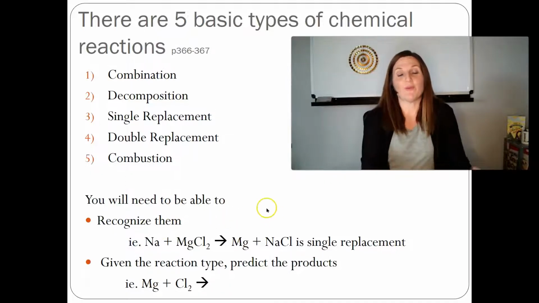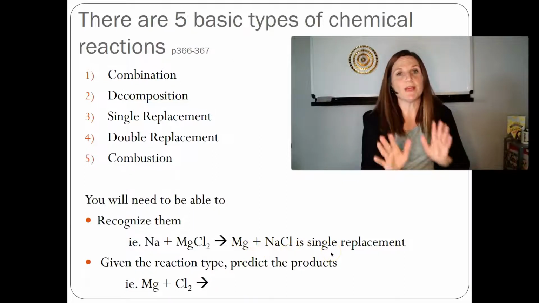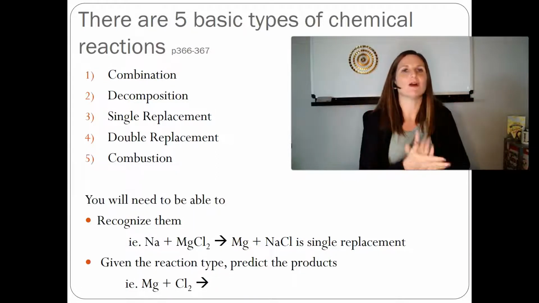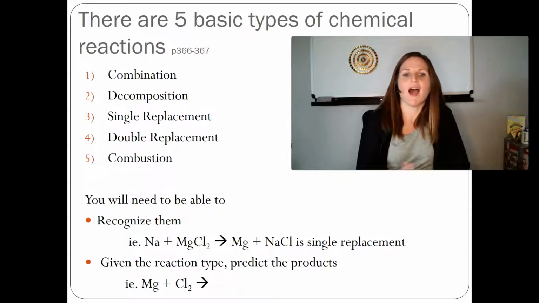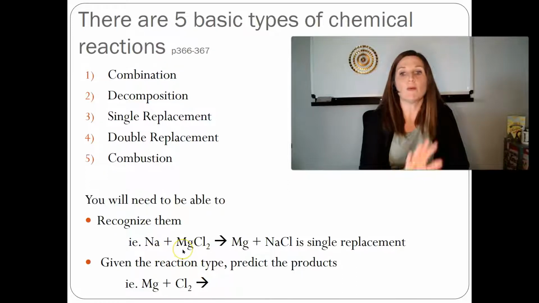By the time we get to the end of this chapter, you will be able to look at an equation and identify which of these types it is. So for example, here we see Na plus MgCl2, or sodium plus magnesium chloride, becomes Mg plus NaCl, or magnesium plus sodium chloride. And you would be able to look at that and go, single replacement, obviously. That's because we're getting the substitution. Sodium is substituting in for magnesium. But we will learn that.